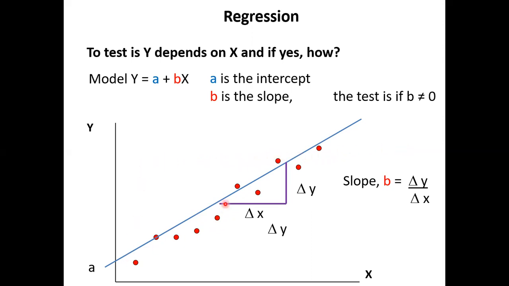In this case, as X increases here, Y increases too. That means there is an association. So basically, in this equation, we are going to test whether B is zero or not zero. B is zero means the line is flat, then we say Y does not depend on X. If B is not zero, the line is either going up or coming down. So how do you know B is zero or not? We refer to the p-value, right?